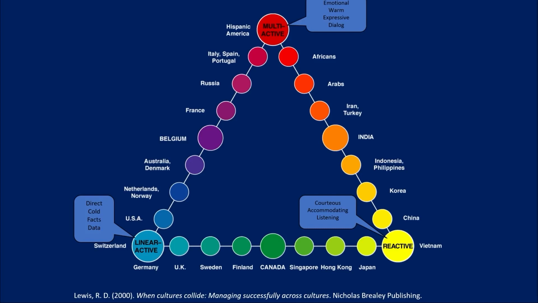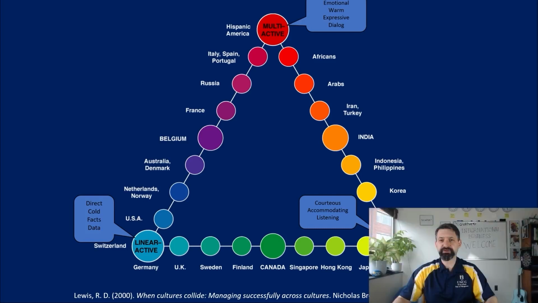But you go, for example, to multi-active communication style. That one is prevalent in Southern Europe, maybe Latin America, Africa. And you will see a style that is much more emotional, warm, expressive. So nonverbal communication becomes more common in this style. People use emotions, gestures, context, to send messages. The words themselves may not be as important as some other forms of communication.